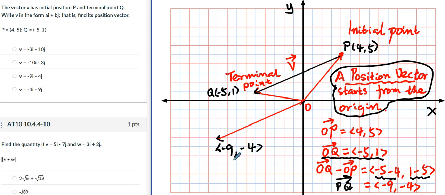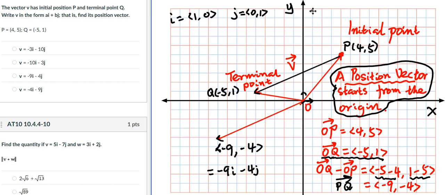And we can also write this in the form -9i minus 4j. What is i? What is j? i is a unit vector, which is what? (1, 0), which is the one right here, pointing to the right. j is the vector (0, 1). That's the one right here.